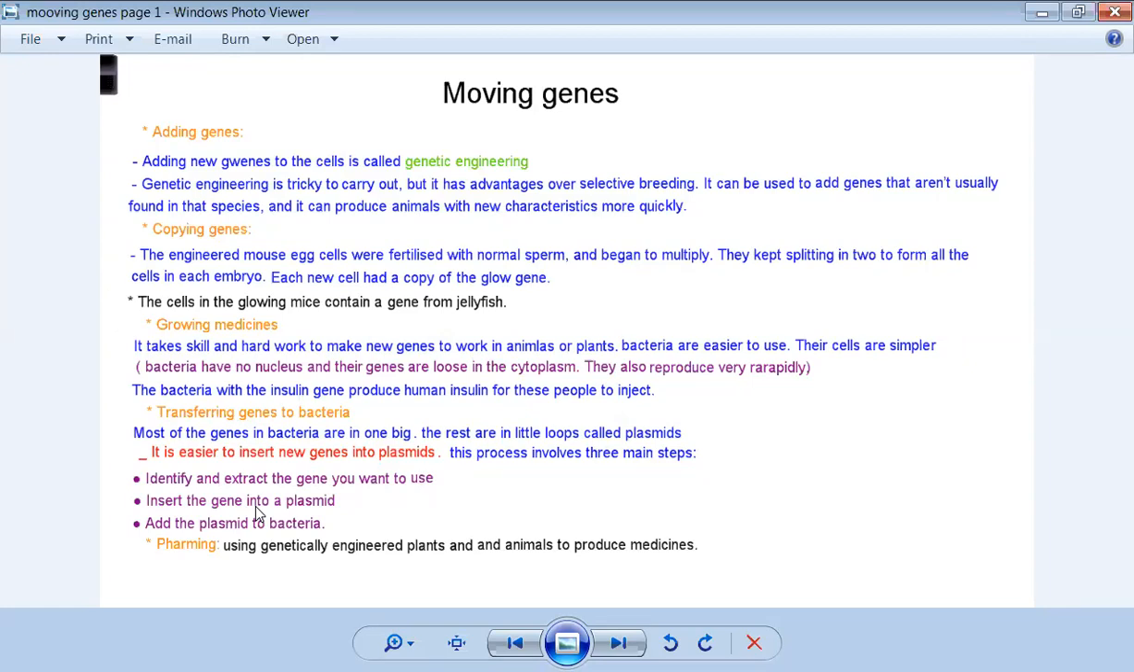So how can they do this? They have 3 main steps. First, they need to identify and extract the gene you want to use, for example insulin. They need to extract the genes from the DNA. That's what they want to use. Then they need to insert the gene into the plasmid, which is the loop that you saw in the video. Third, they need to add the plasmid to the bacteria again.